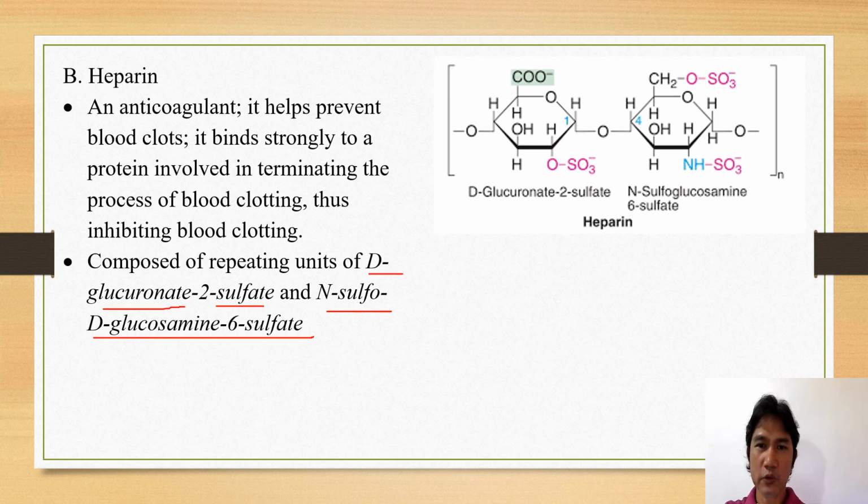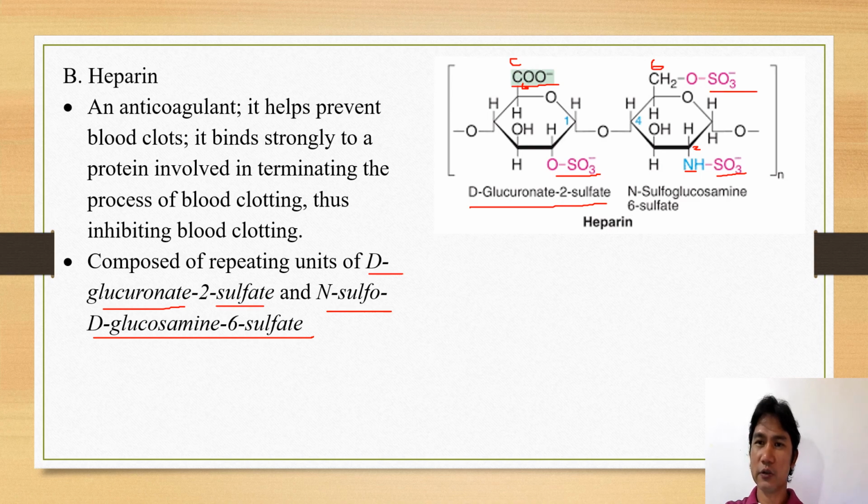So where are those molecules? D-glucuronate. So this is the D-glucuronate. Remember, this is acidic because carbon number 6 here becomes carboxylic acid, COOH. That's why it's glucuronate. And on carbon number 2, there's a sulfate. So that's why it's called D-glucuronate 2-sulfate. And this molecule here is linked to another carbohydrate derivative known as N-sulfo-glucosamine 6-sulfate. On carbon number 2, there's an amino group, and connected to that amino group is a sulfo or sulfate group. And on carbon number 6 also, there's another sulfo group.